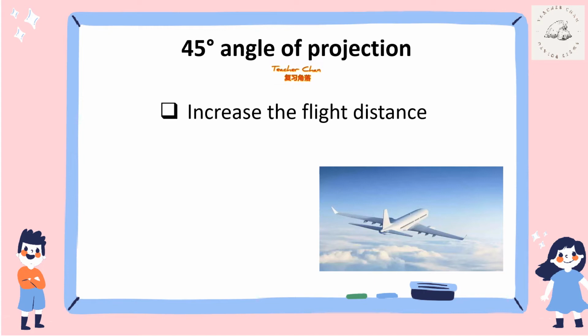45-degree angle of projection. When the aeroplane is going to take off, the base angle is 45 degrees so that it will increase the flight distance.